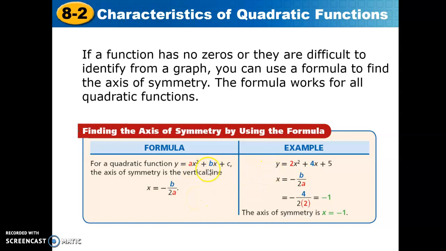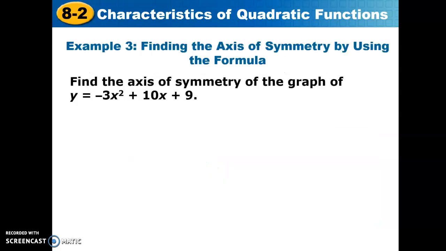And we use the info. The constant in front of x squared is a, and the constant in front of x is b. So we're going to use those two numbers. Be careful with the signs, of course. And we can always figure out our axis of symmetry.